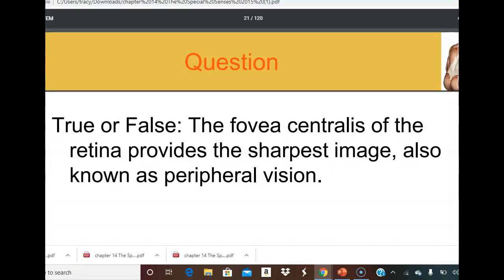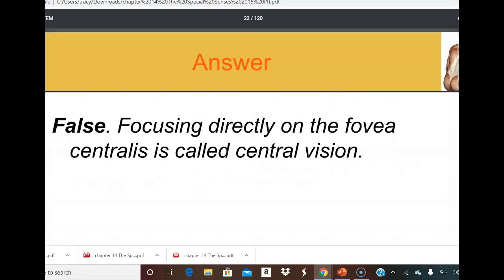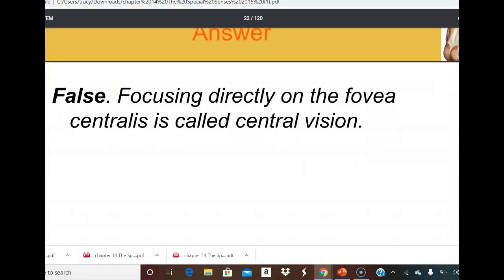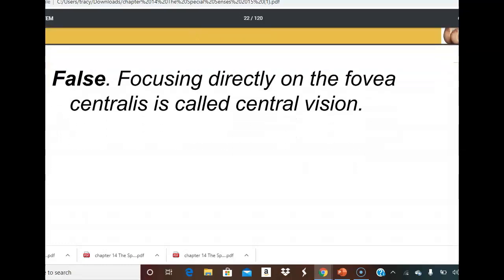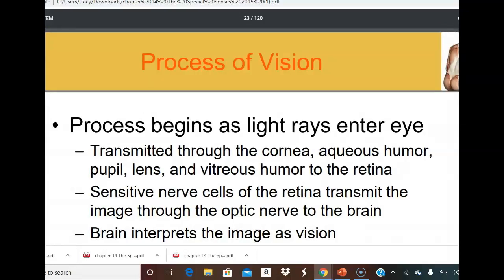True or false? The fovea centralis of the retina provides the sharpest image, also known as peripheral vision. Okay, so yeah, this question's a little bit funky because of the way they word it. So the fovea centralis does help directly focus for central vision, but it's called central vision, not peripheral. Peripheral is everything away from the center. An intact fovea centralis is important to have accurate and healthy central vision. Okay.